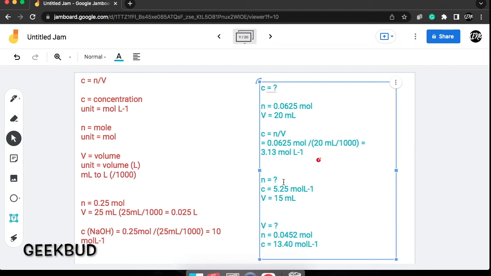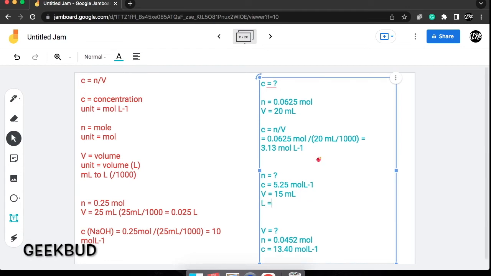So in the case where we have a concentration of a particular solution, which is 5.25 mole per liter, and we have a volume of 15 milliliters. Okay, so let's just convert milliliters to liters now, and that should equal 0.015 liters. Okay, and that's just dividing by 1,000.